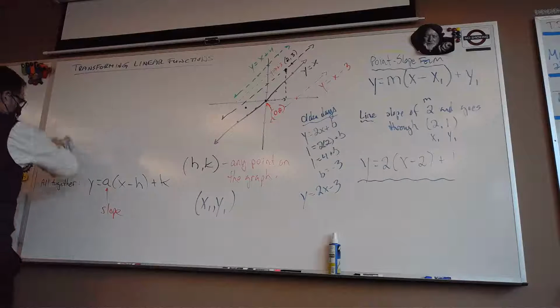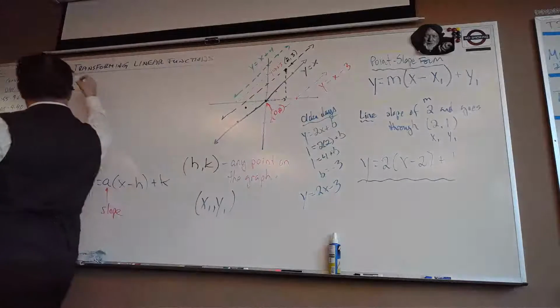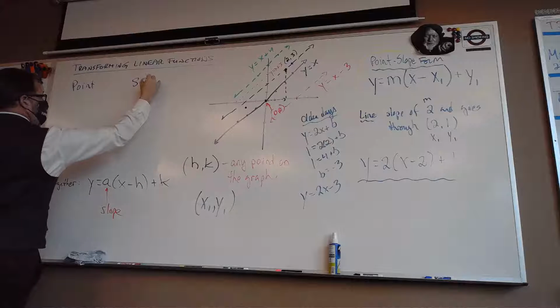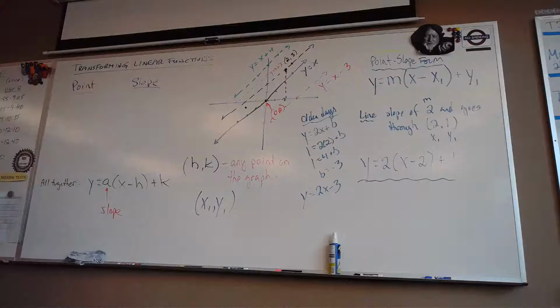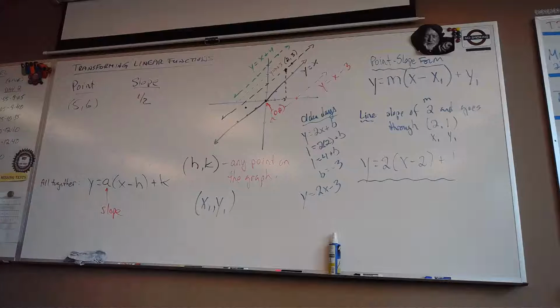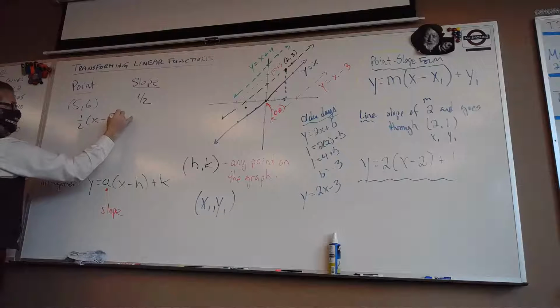All right, ready? Speed drills. Point, slope. I'm going to write a point and I'm going to write a slope. You tell me the equation of the line. Here we go. 5 comma 6, 1/2. Throw your hand up if you know the answer. 5 comma 6 with a slope of 1/2. Willem. 1/2 parentheses x minus 5 close parentheses plus 6.